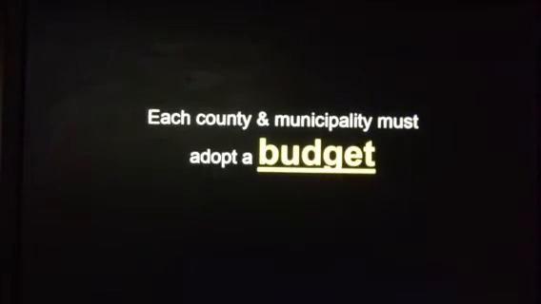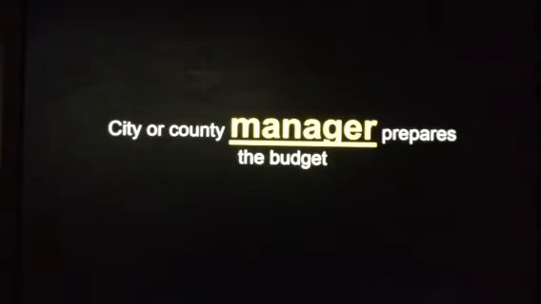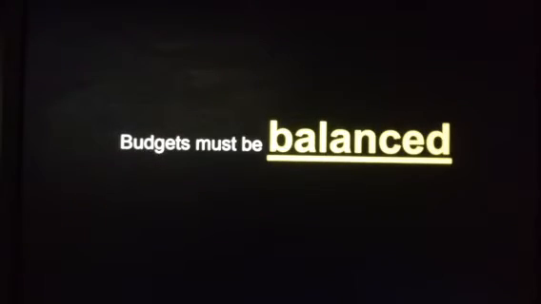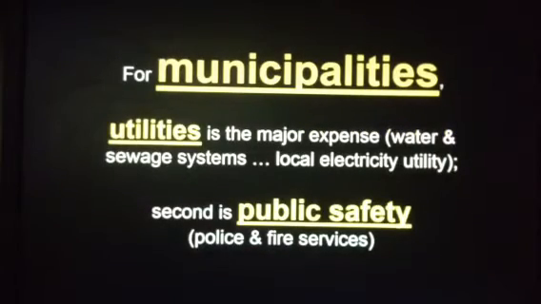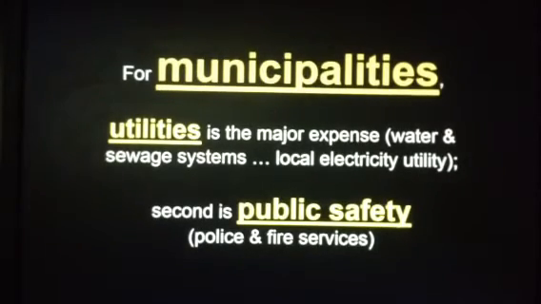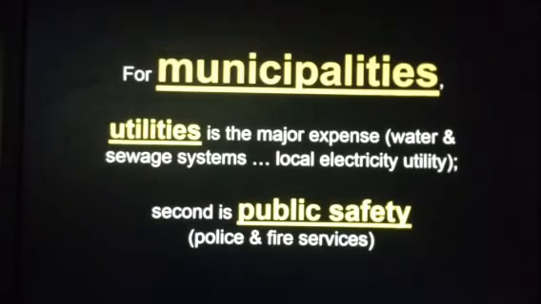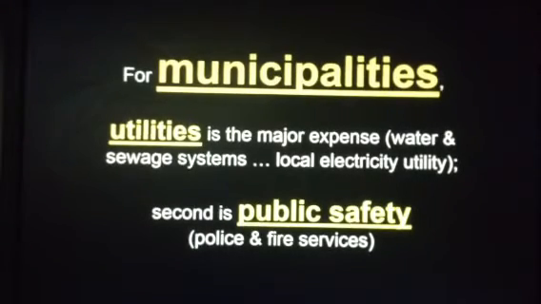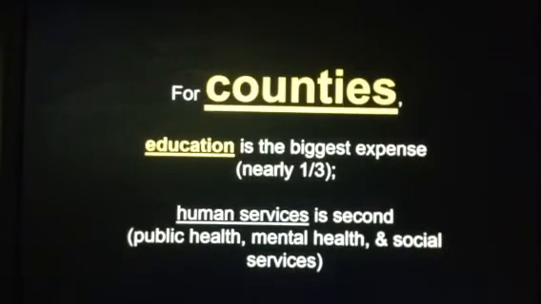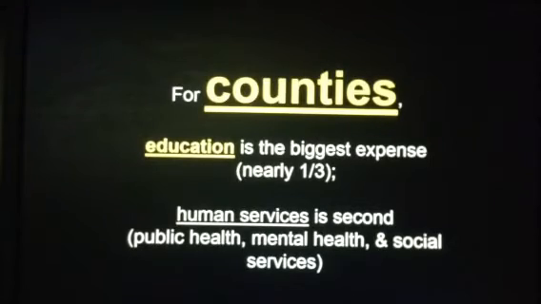For counties and municipalities, they also have to have a budget. The city or county manager, as learned in an earlier lesson, prepares the budget. And again, the budget must be balanced. For municipalities, utilities is the major expense. This is water and sewage systems, local electricity utility. Second is public safety. That's police and fire services. For counties, education is the biggest expense. And then health services is second. Public health, mental health, social services.